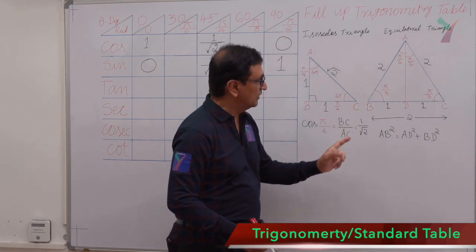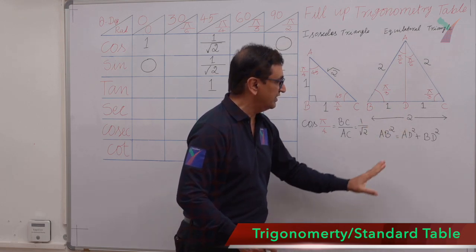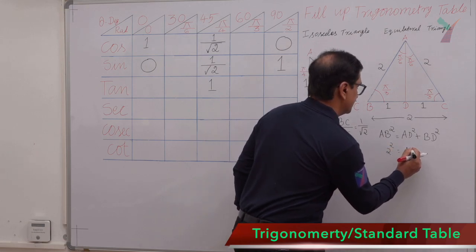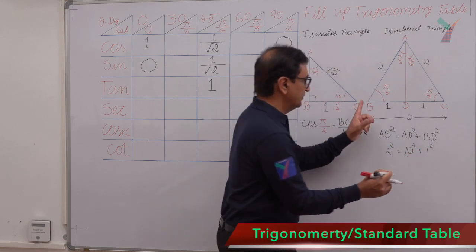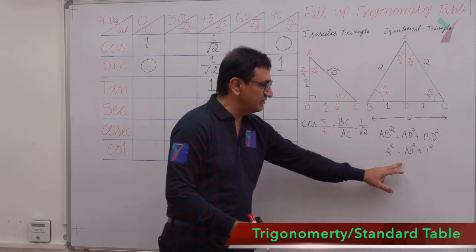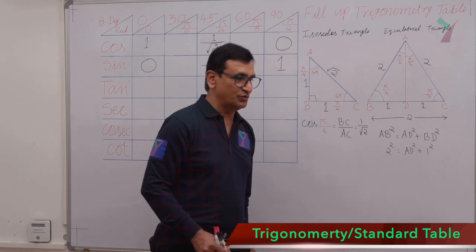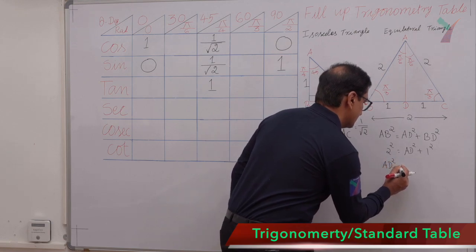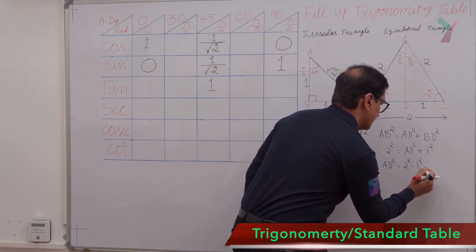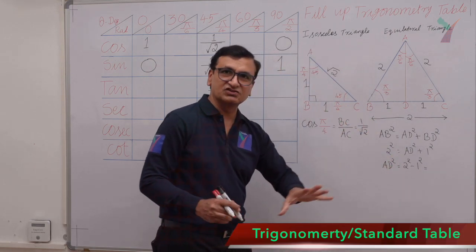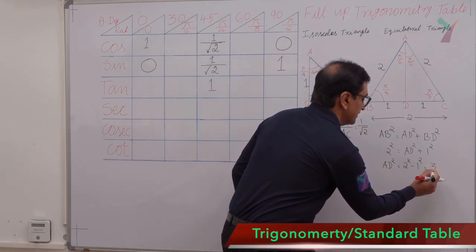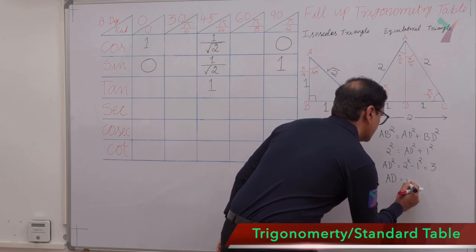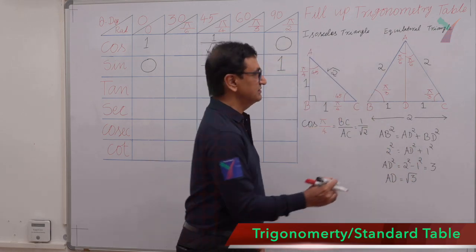So AB square equals AD square plus BD square. AB square is 2 square. BD is 1, so we have to solve for AD. If you solve for AD, you will get AD square would be 2 square minus 1 square, correct? Which is nothing but 4 minus 1, 3. That makes AD equals square root of 3. Let me mark here.